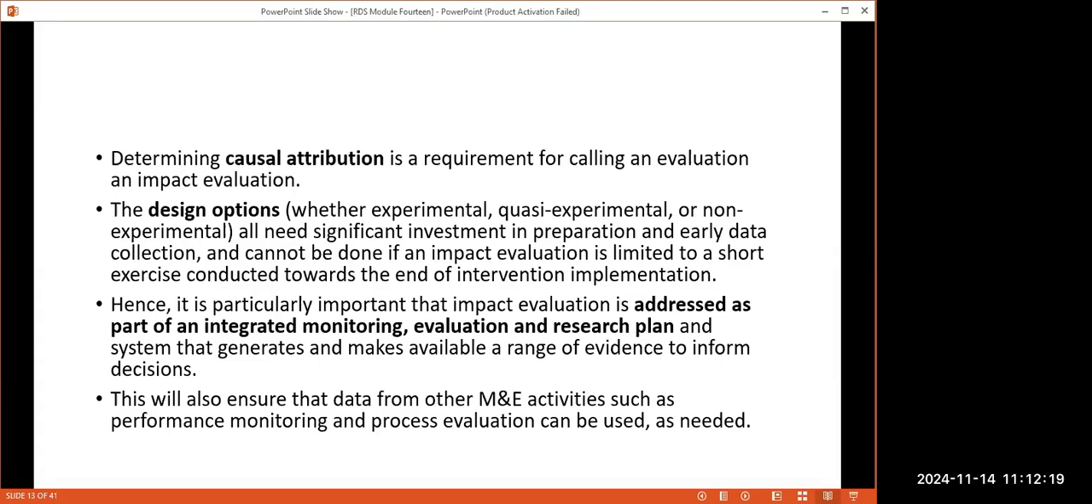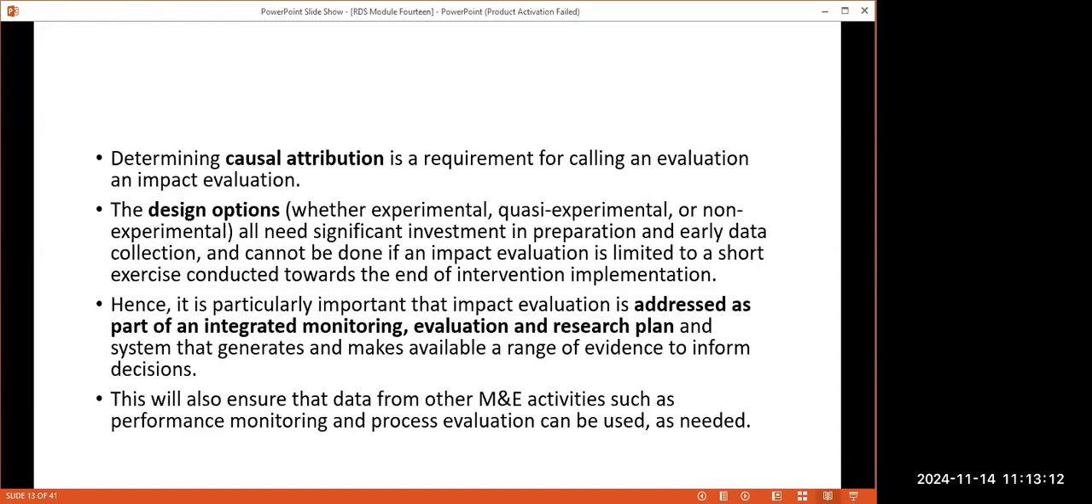And therefore, it's very important that you address impact evaluation as a part of the M&E and research plan of the organization. It should be part and parcel, because it's within that larger framework that you come up with the plan for evaluation. And this larger framework also helps us to understand the way the project is performing, with the required indicators.